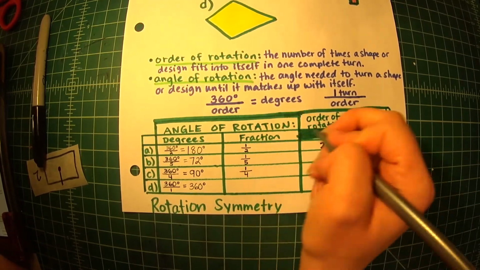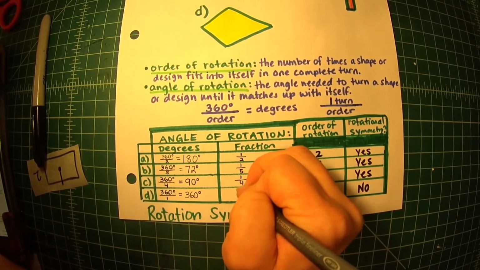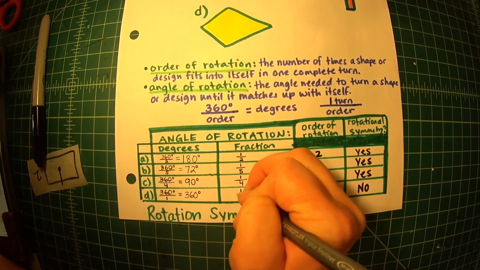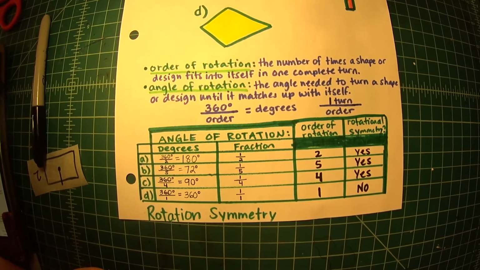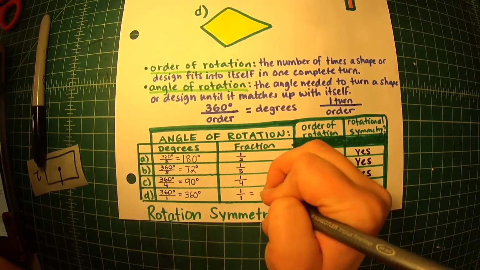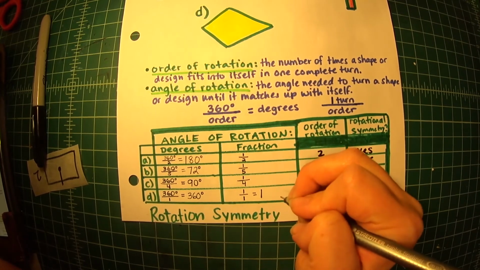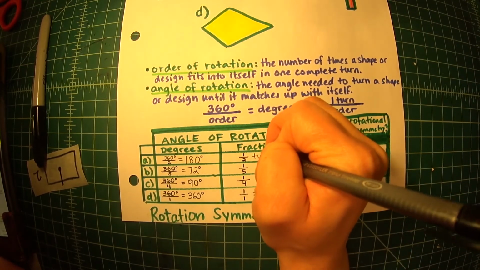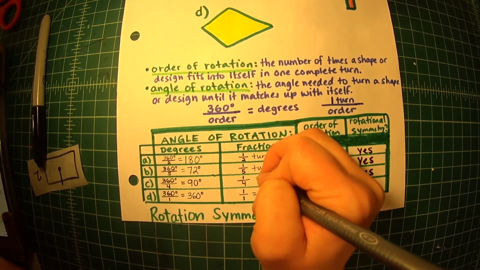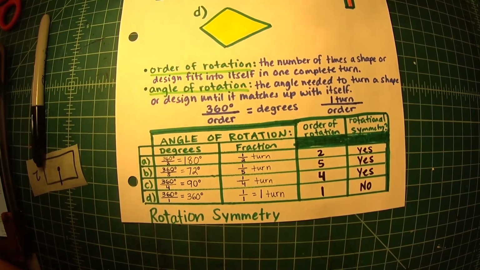So then fraction, we can still use this same formula. 1, always in the numerator. Order, 1. 1 over 1, you'd never see a fraction like that. It needs to be simplified. So how would that look? Well, 1 over 1 would just simply divide out to 1. So this is half a turn, 1/5 of a turn, a quarter of a turn, and this is just simply 1 turn.